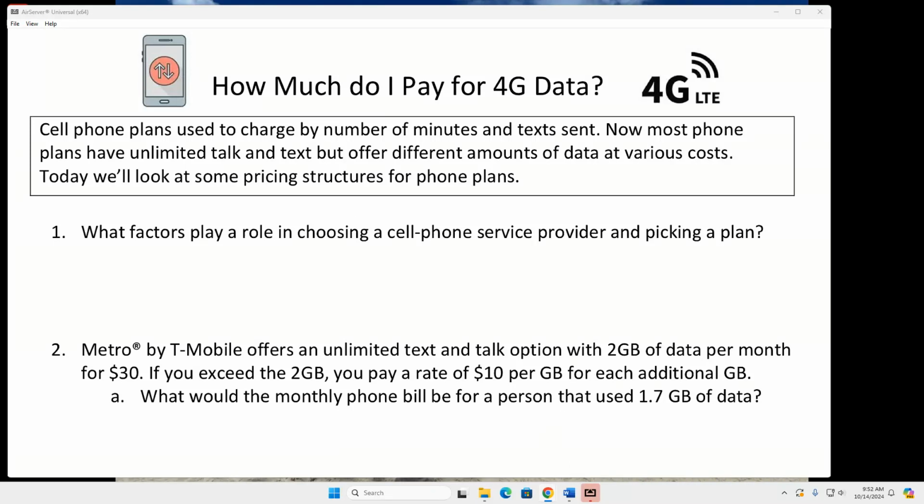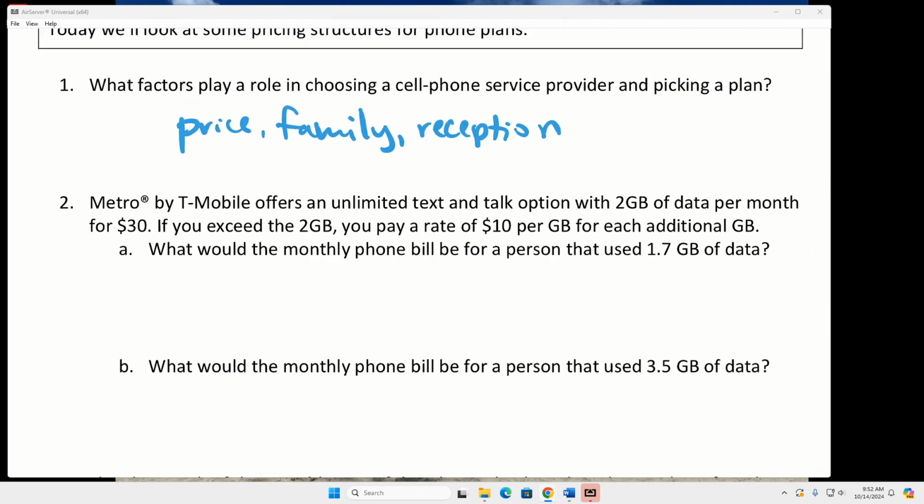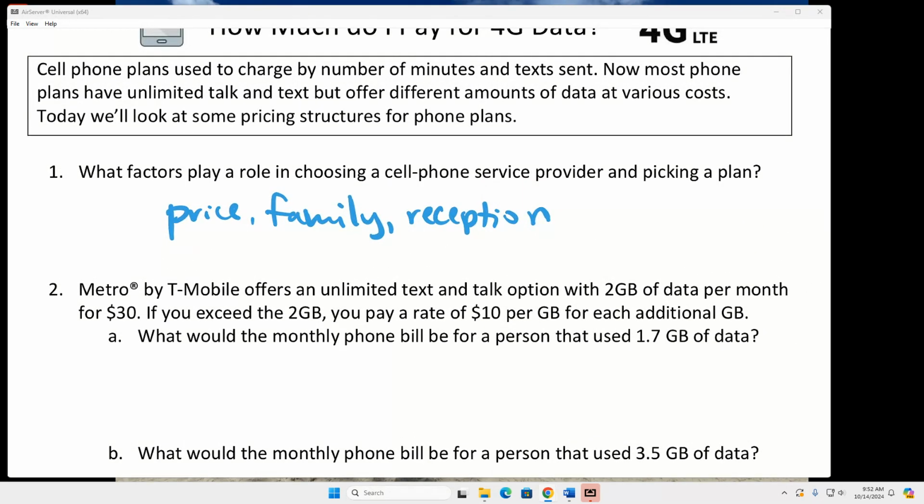Okay, so what are some factors you may not know, but your parents know? What do you think your parents think about when they're choosing a plan for your family? Price? Yes. Anything else? How many people you put on the plan? Okay. Something that you had to think about in Manchester, Tennessee is the reception. So it's not smart to get a plan where you can't use your phone.